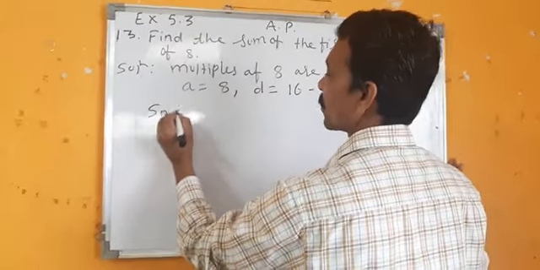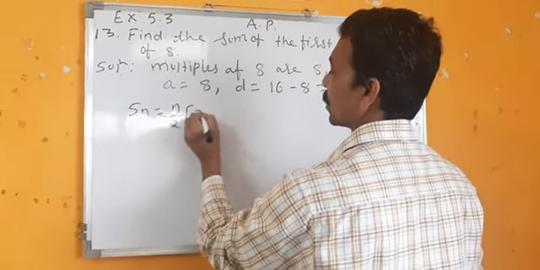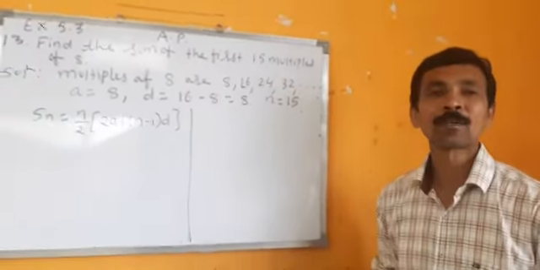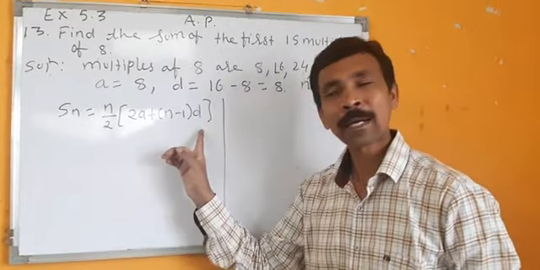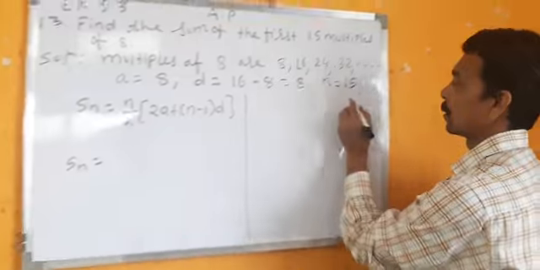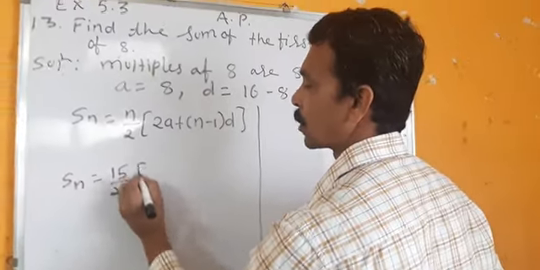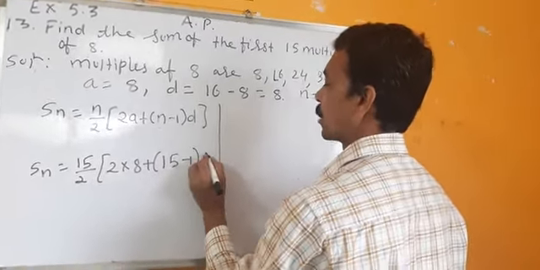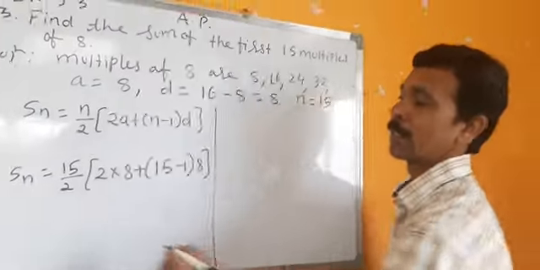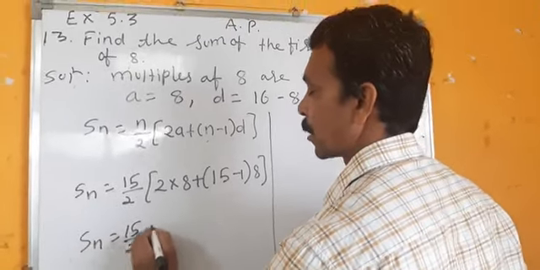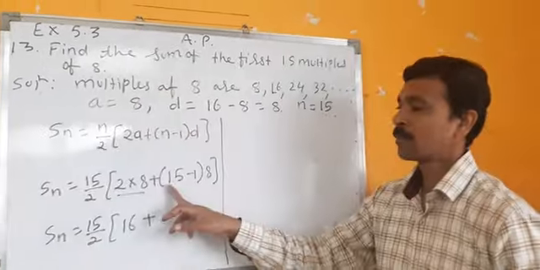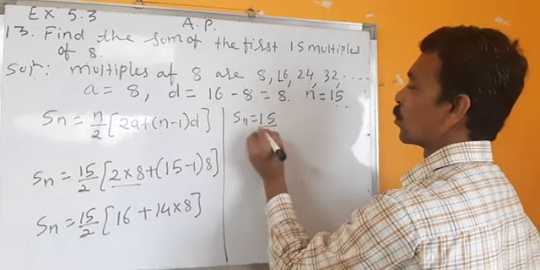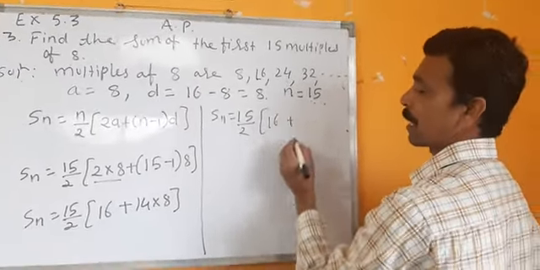Write SN's formula because we have to find SN is equal to N by 2 into 2A plus N minus 1 into D. Right? SN is equal to N by 2 into 2A plus N minus 1 into D. SN is equal to, what is N? 15 upon 2 into 2A means 2 into 8, plus N minus 1 means 15 minus 1, into 8 because the D is 8. SN is equal to 15 by 2 into, 2 eights are 16, plus 15 minus 1 is 14, into 8. SN is equal to 15 by 2 into 16 plus 14 eights are.